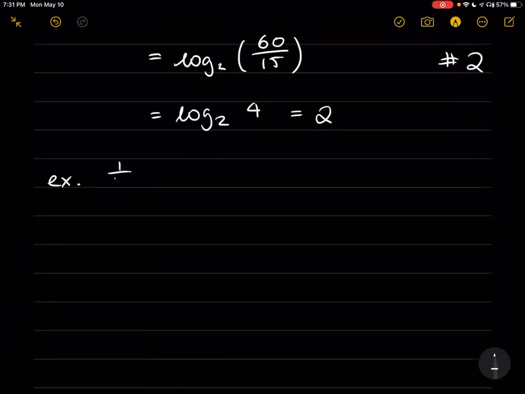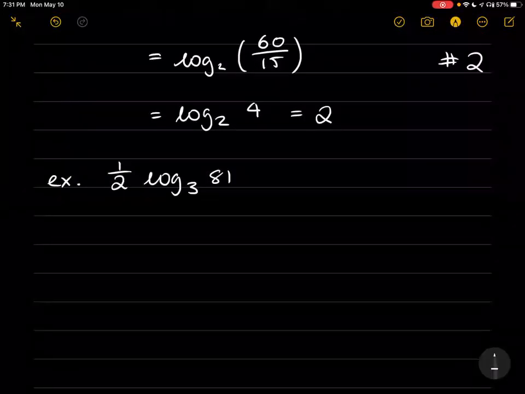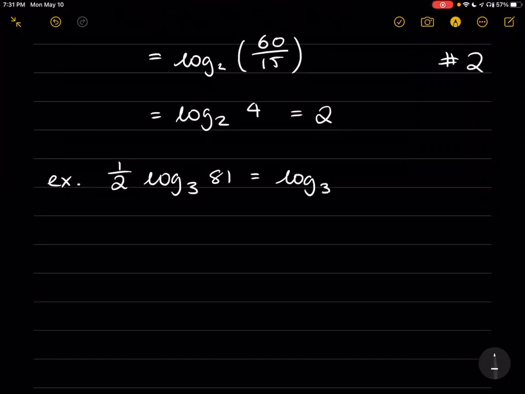What if we had 1/2 times the logarithm base 3 of 81? You could probably do this one without using the law of logs, but let's go ahead and use them anyway. I'm going to move that 1/2 up into the exponent of 81. So this becomes log base 3 of 81 to the 1/2 power. And that's using law number 3.